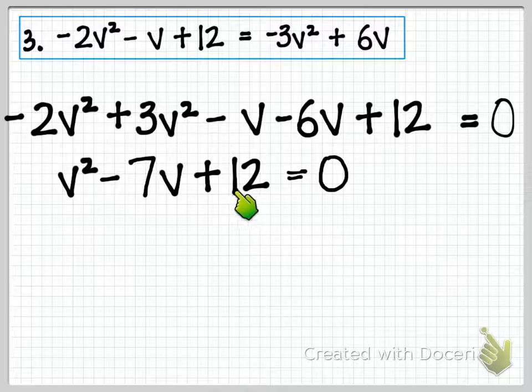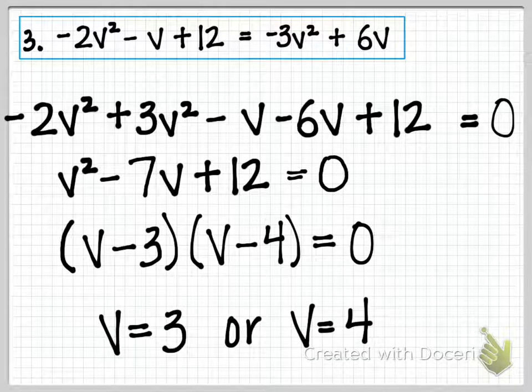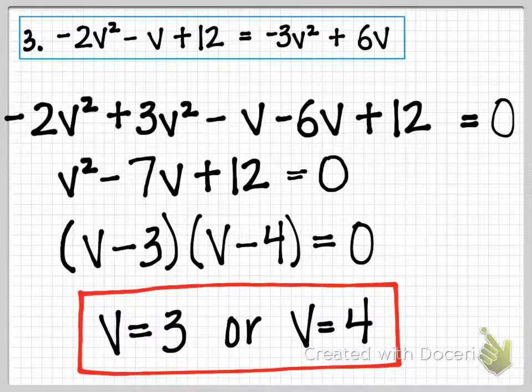What do you multiply to get 12, but add to get negative 7? The answer would be negative 3 and negative 4, so it factors to v minus 3 times v minus 4. The solution to this equation after we've factored it is that v would equal 3 or v would equal 4.